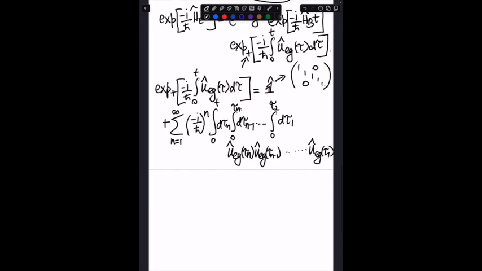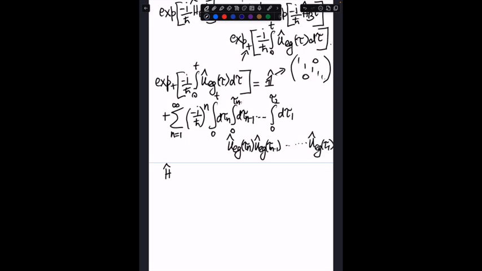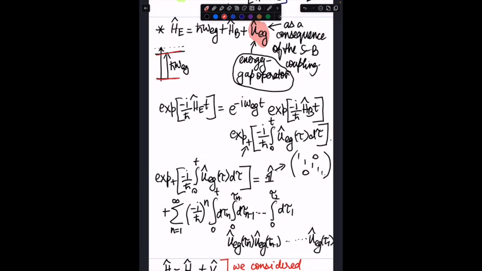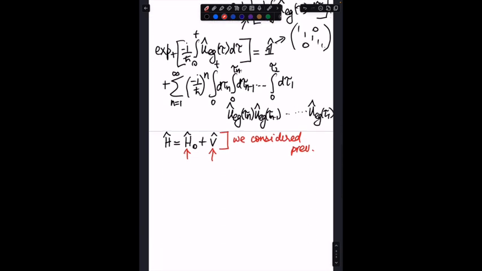So just another recollection: if you have some Hamiltonian given by some H0 plus V, which is essentially some sort of coupling, we considered this previously, where H0 was your matter system and V was essentially your light-matter interaction Hamiltonian, and it essentially coupled the states of your two-level system by means of the external light field. So this was your light-matter interaction Hamiltonian.